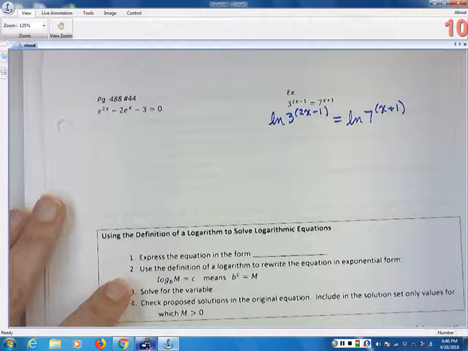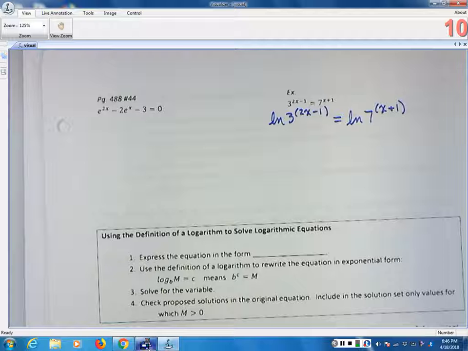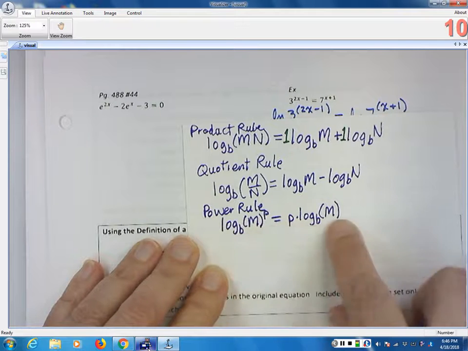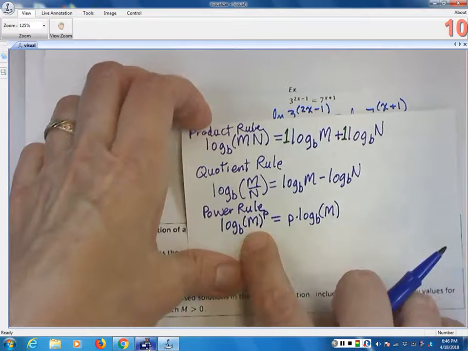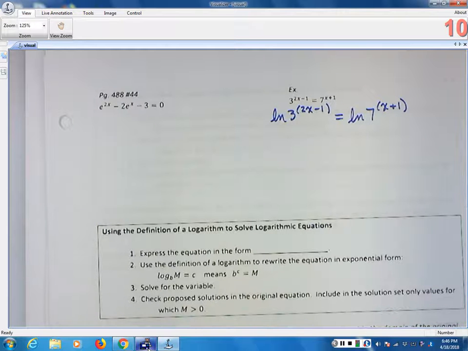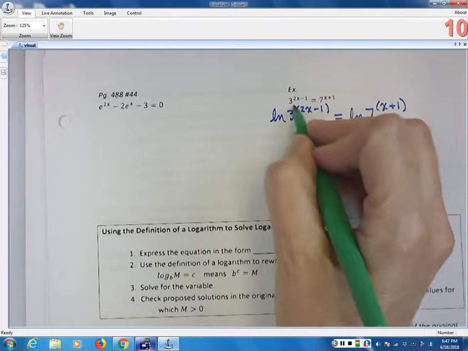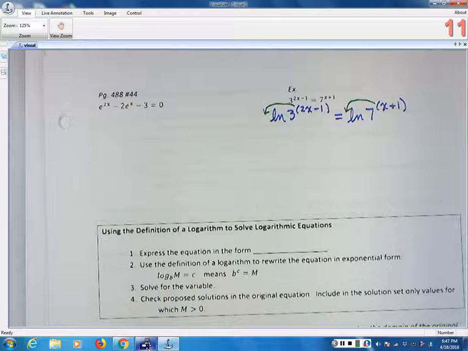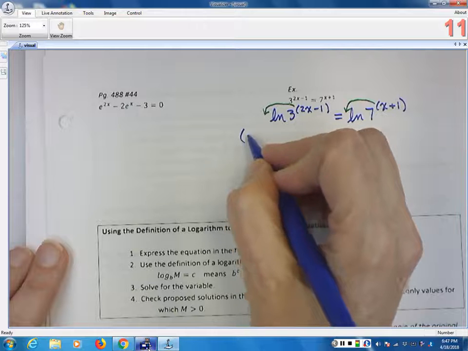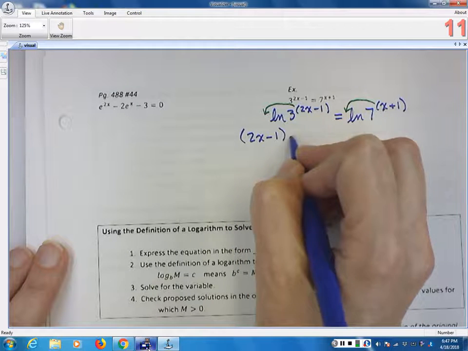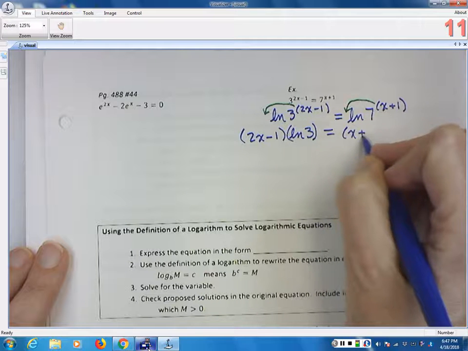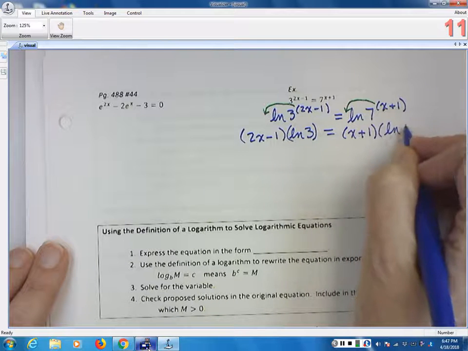Now we can use the power rule. We're going to bring the exponent out front and multiply. We're using the power rule. So this is going to be brought out front, and we're just multiplying. So we have 2x minus 1 times natural log of 3 equals x plus 1 times natural log of 7.